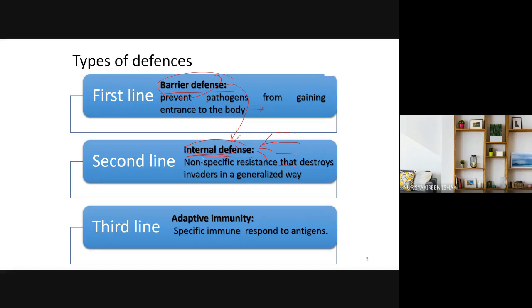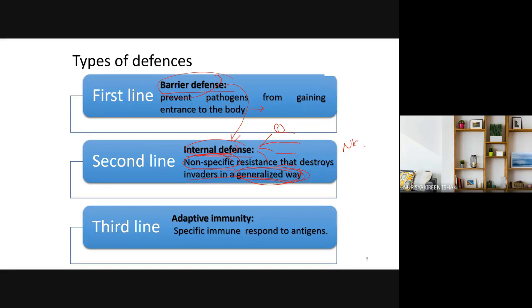So dia punya mechanism is non-specific. Okay, a non-specific resistance that destroys invaders in a generalized way. So for example, you have yang the first one tadi kan, phagocytic cell. So phagocytic cell, for example, you have the neutrophil, you have the eosinophil, you have the macrophage, for example. So whenever this cell encounters pathogen, so it will engulf the pathogen and destroy the pathogen. So that's why dia cakap kat sini non-specific and more generalized way. Dia encounter, dia akan engulf and destroy. Same goes to NK, natural killer cells.